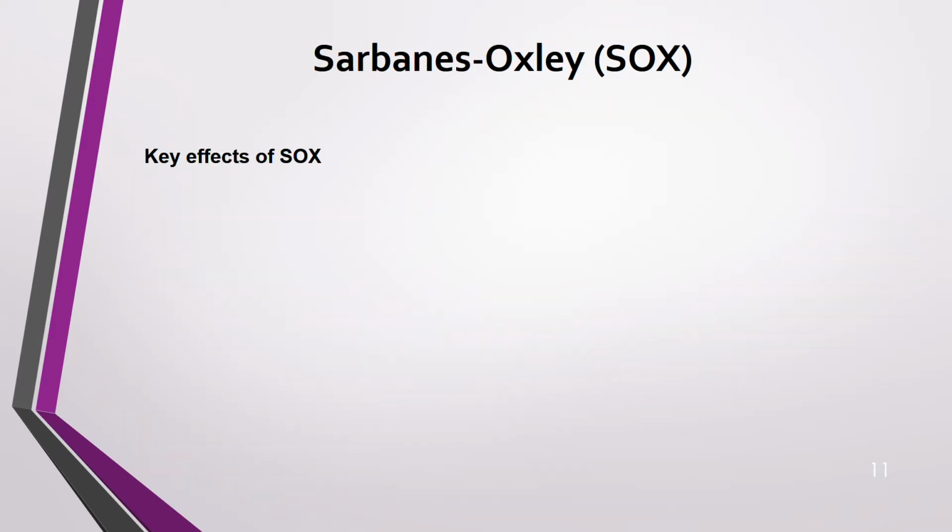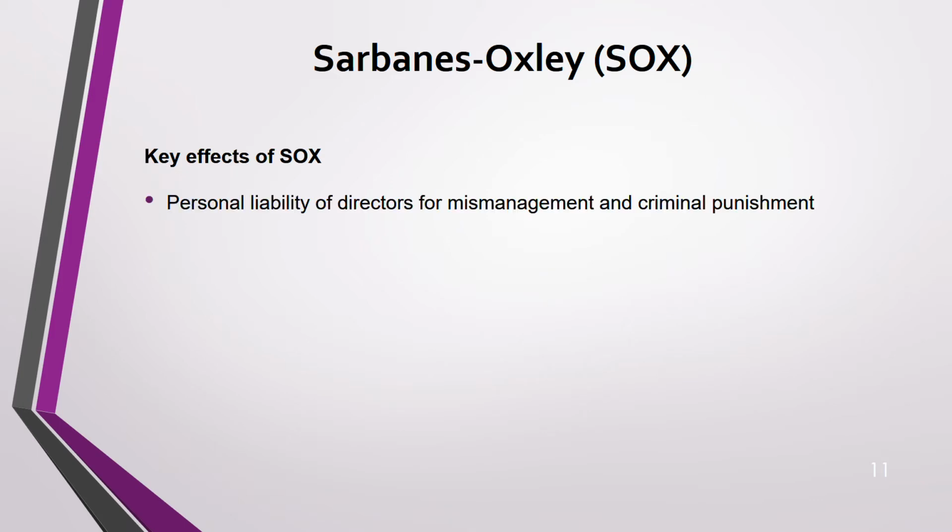Now, with that understanding, let us go to the key effects. Because of the Sarbanes-Oxley Act, what effect did it have on the companies? Let us see the very important, significant effects. Number one, because of this, directors are now personally liable. If they have done any mismanagement, they are personally liable for it, and there'll be punishment for it. They are the ones who will be held accountable for it.